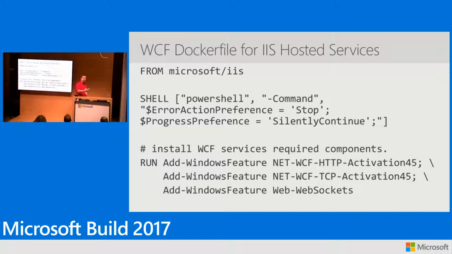We start from the IIS template. IIS is built on Windows Server Core. So you're going to start off with this Windows Server Core, bare minimum things you need to get not ASP.NET, WCF and IIS running. And then we're going to add on top of that some PowerShell features. We're going to add HTTP activation, TCP activation, and WebSockets, right? These are some of the things that you need if you want to use extensive WCF services. But this is just the tip of the iceberg. This is hosting on top of IIS.